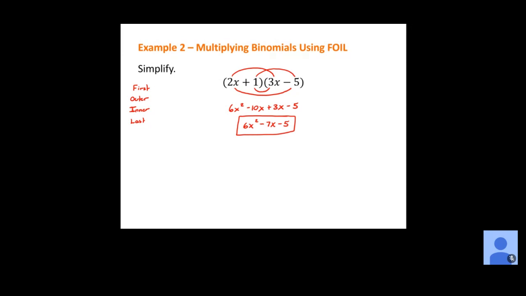And again, just to reiterate, FOIL is just an example of the distributive property. I'm taking the 2x and distributing it to both of my terms in the other set, taking the 1 and distributing it to both terms in the other set, and then I'm combining like terms. So whenever you're thinking about FOIL, just think it's basically just the distributive property. The reason I say that is because we will have some things that have 3 terms and 3 terms. We just have to make sure that we're distributing everything to everything else. Any questions on that one now?